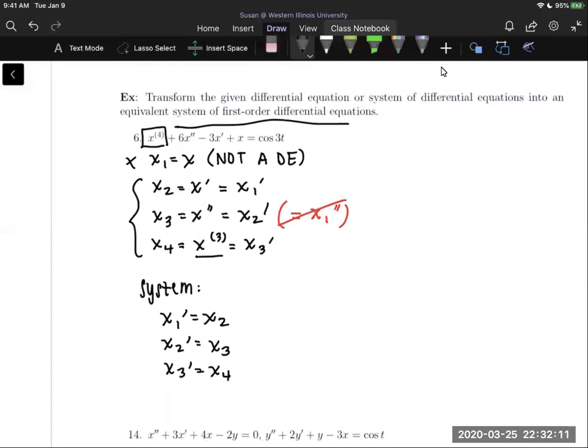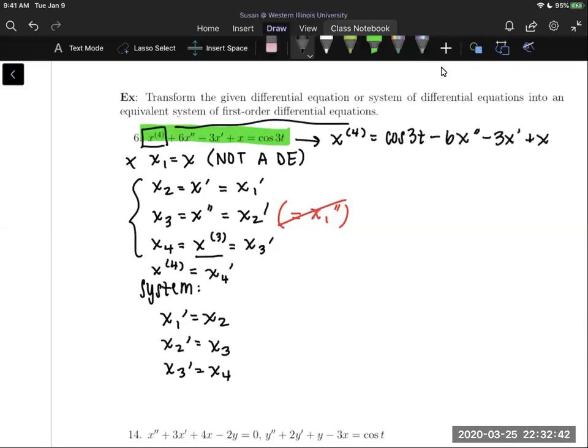So now what I'm going to say up above here is, okay, well, what is my fourth derivative? Well, for one, it's going to be the first derivative of x4, but on the other hand, looking back up here, I can say that the fourth derivative of x is cosine of 3t minus all of that garbage on the left-hand side. So I'm going to transfer that stuff down here.